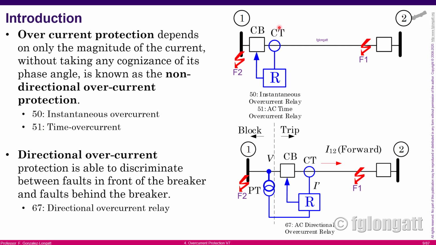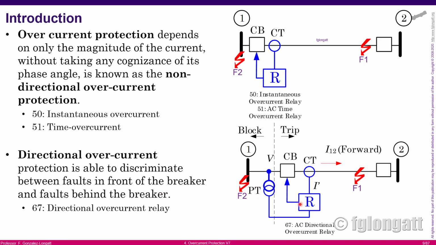The good news about the non-directional instantaneous overcurrent is that it's extremely simple. This protection only reacts based on the magnitude of the current. However, there is a problem if you have the fault in F1 or F2, because the relay is not able to identify if the fault is inside the transmission line or on the other side at bus number 1. For that reason, there is another overcurrent protection, the ANSI 67, that is the directional overcurrent relay.